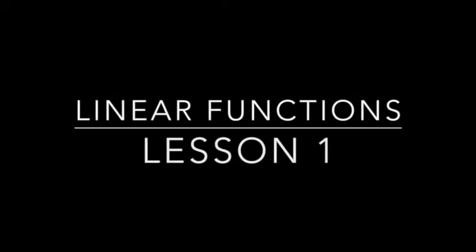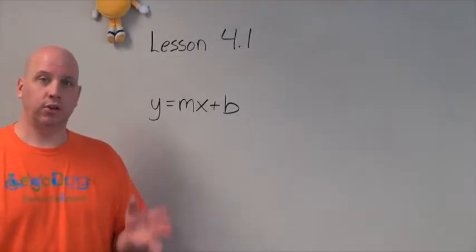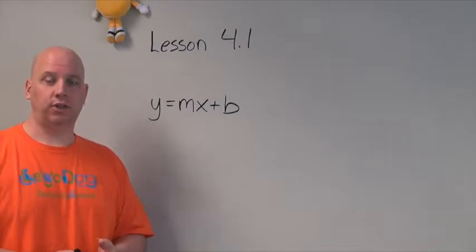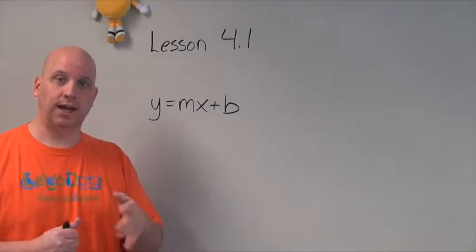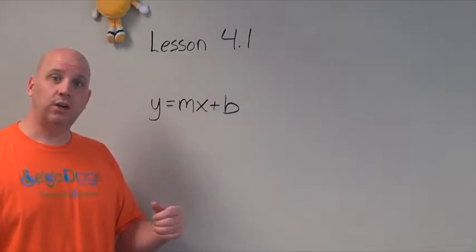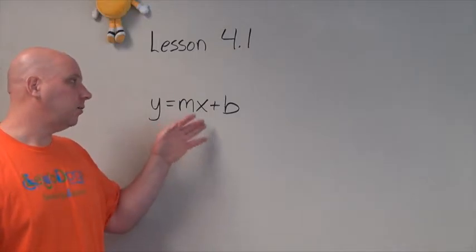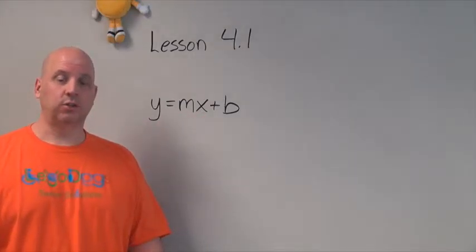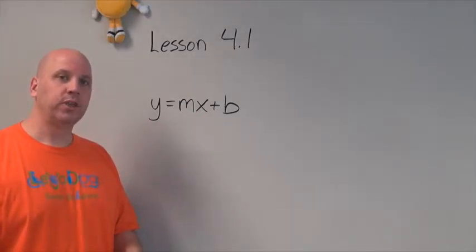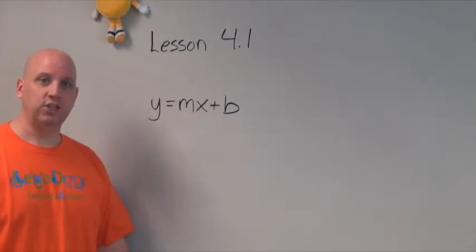Lesson 4.1. The main thing that you need to understand from this entire unit has to do with linear functions, which means straight lines. If you graph the equation, you'd end up with a straight line. So you need to understand slope-intercept form, which is what I have up here, y equals mx plus b. You need to understand what each part of this equation is.